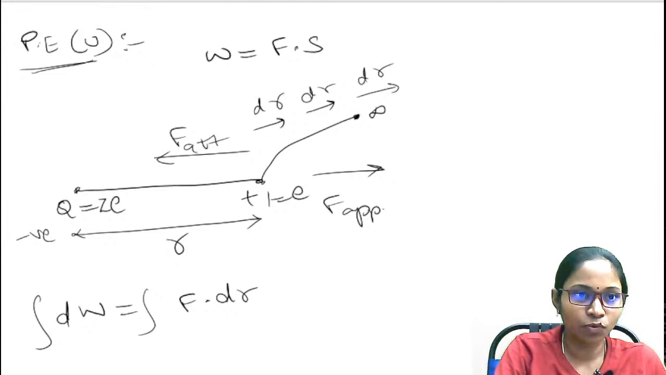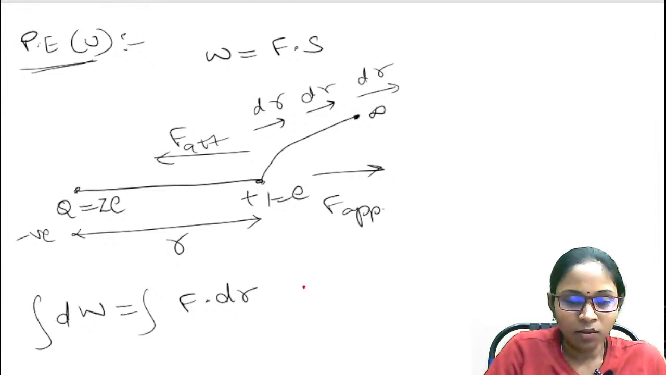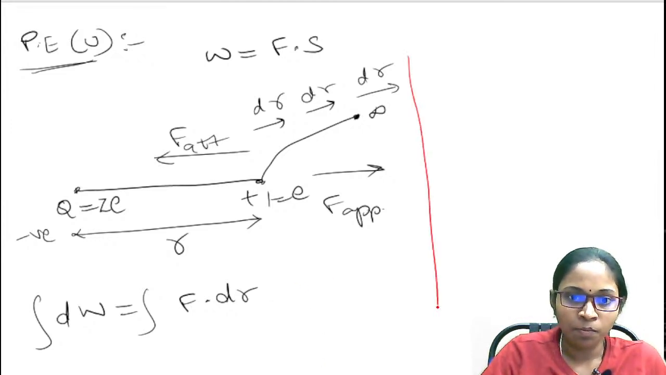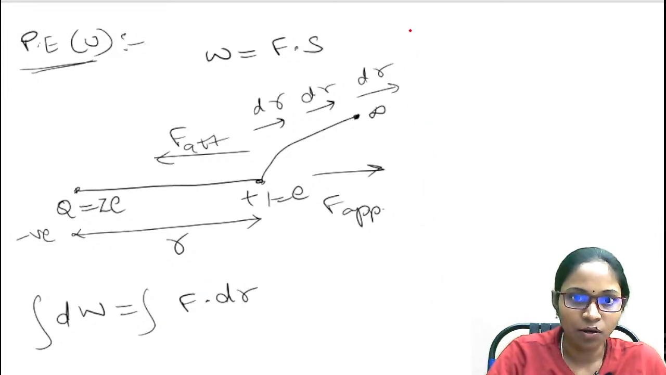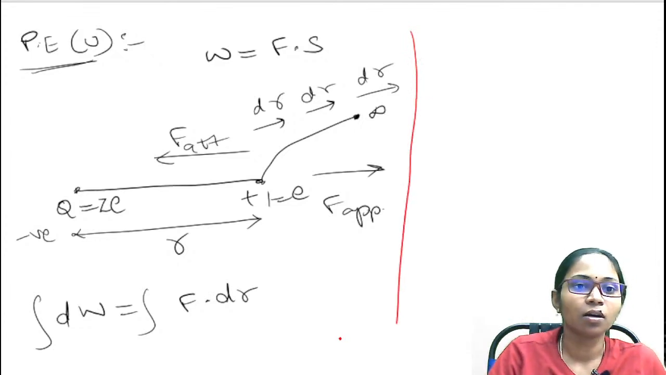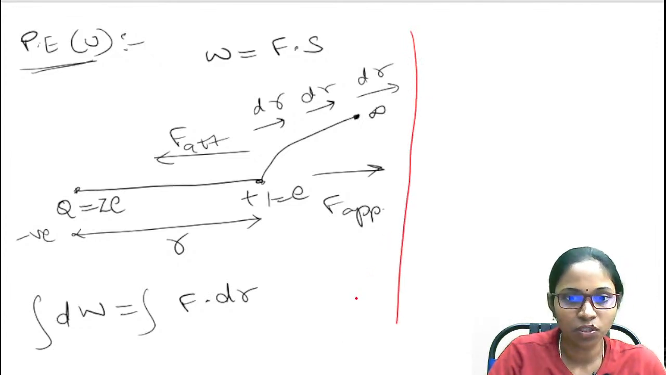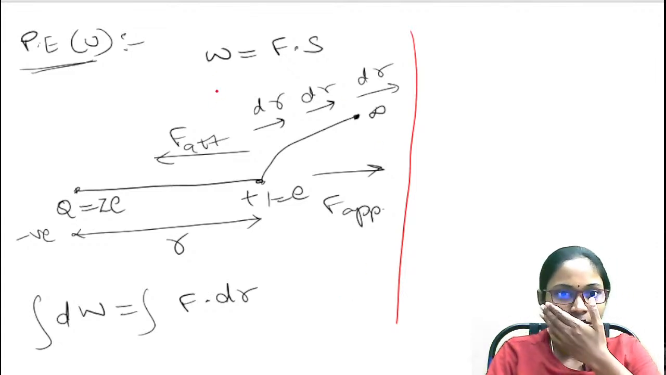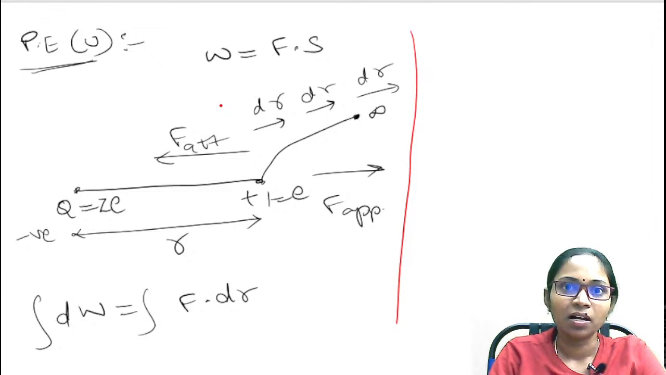And somebody asked me to clear this potential energy formula. In our last class we had found that the potential energy is negative, not positive. How do we get the negative potential energy? Somebody asked me to clear that out, so I'm going to explain this once again. Then after that we will start today's topic.